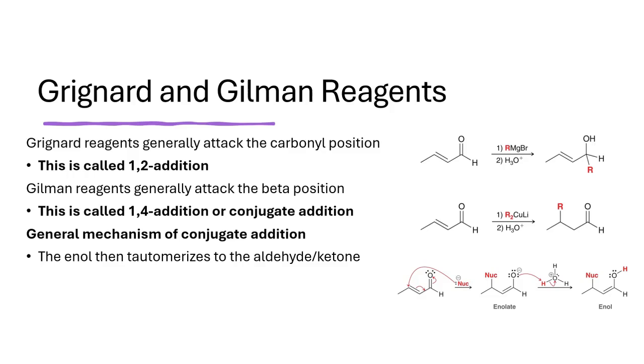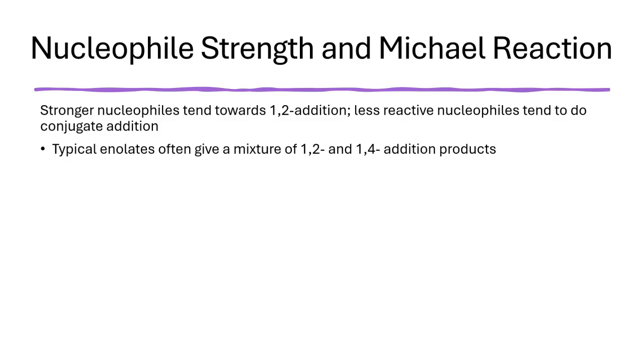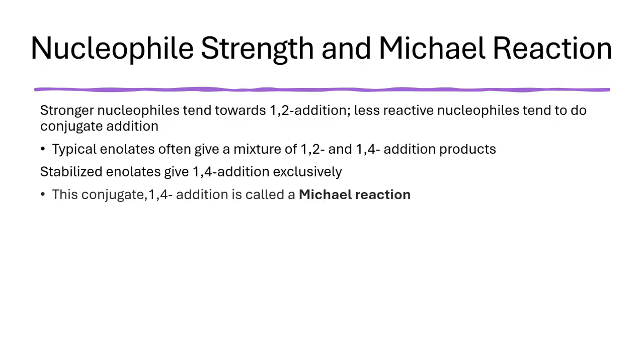Nucleophile strength and Michael reaction. Stronger nucleophiles will tend to go towards a 1,2 addition. Less reactive nucleophiles tend to do conjugate addition or 1,4 addition. Typical enolates often give a mixture of 1,2 and 1,4 addition products. Stabilized enolates will give 1,4 addition products exclusively. This conjugated 1,4 addition is called a Michael reaction. For example, if that is all that is obtained using this example reaction here, it is a Michael reaction.